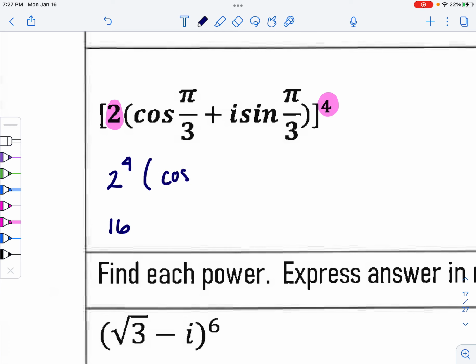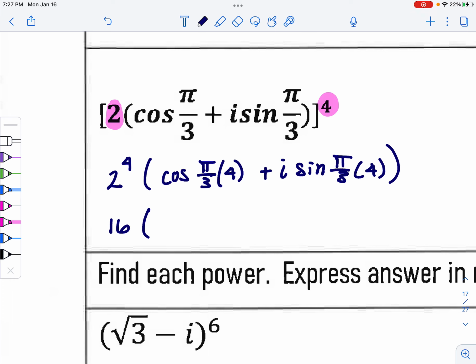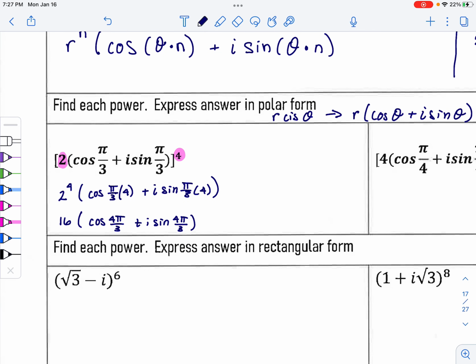Now that's being multiplied by cosine of pi over 3. That's my original theta, and my original theta is being multiplied by 4 for both cosine and sine. So I will get a final answer of 16 as my radius, and cosine of 4/3 pi plus i sine of 4/3 pi. Because this said leave your answer in polar form, just leave it exactly the way you see it. And if we started you in radians, leave your answer in radians. Don't convert that into 240 degrees for me. Just leave that alone. Call this your final answer right here.